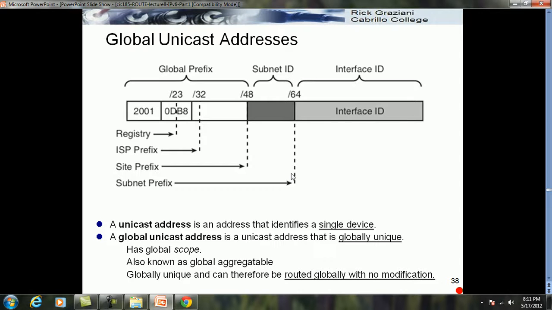A global unicast address is a unicast address that is globally unique. 11.1.1.1 is globally unique, correct? Single IP. In the same way, a global unicast address has a global scope, also known as global aggregatable. It is globally unique and can therefore be routed globally without modification. So a global unicast address is like your public address in IPv4. It is globally routable, correct?